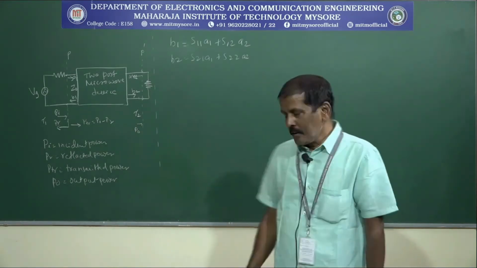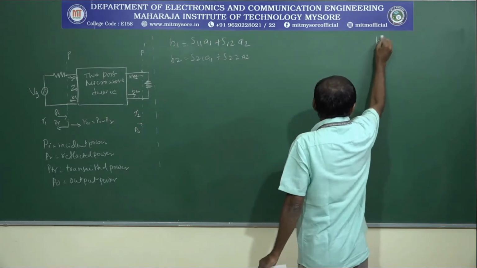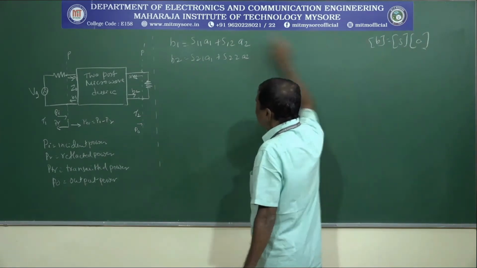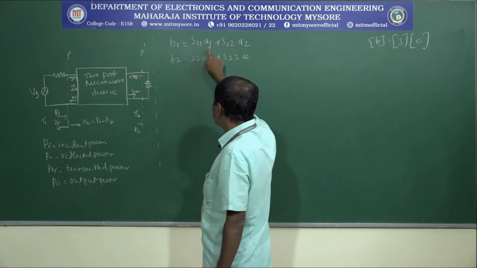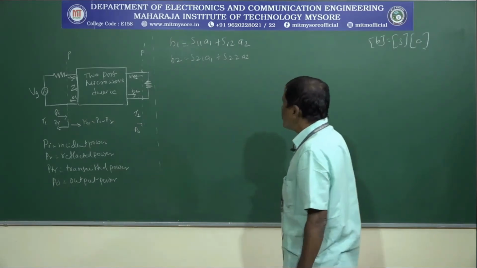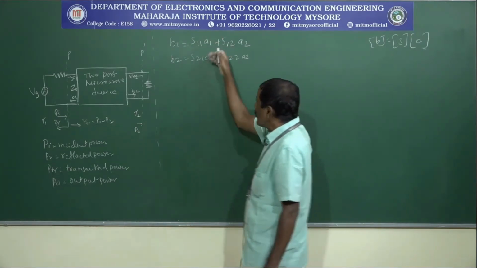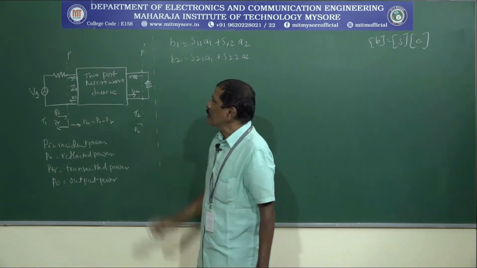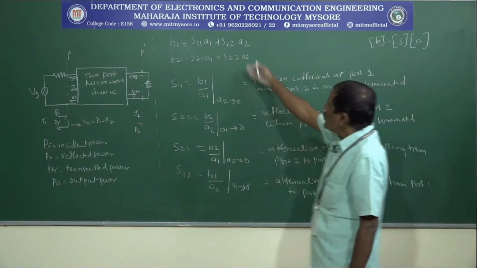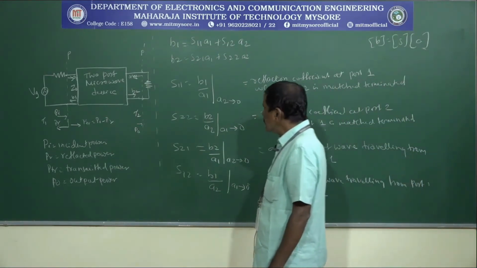Let us consider the basic equation, B equals S into A. Now I am writing this basic equation in this form: B1 equals S11 into A1 plus S12 into A2, and B2 equals S21 into A1 plus S22 into A2. Now try to simplify these equations in order to get the different parameters related with this two-port microwave device, that is, the scattering matrix parameters.